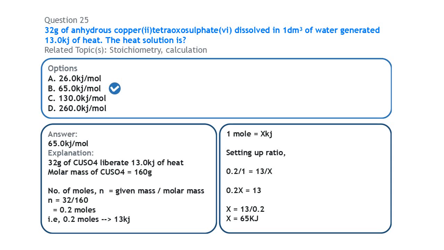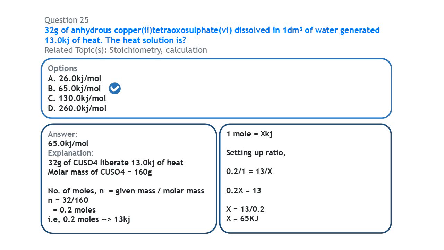That means that 0.2 moles of this copper thiosulfate produce what? 13 kilojoules. To get the heat of solution, we find the quantity of heat that is liberated by 1 mole of this solution. If 0.2 moles liberated 13 kilojoules, then let's say 1 mole is going to liberate x kilojoules.